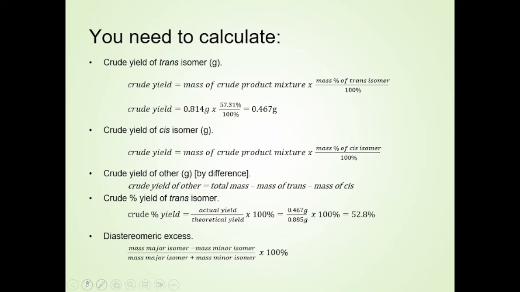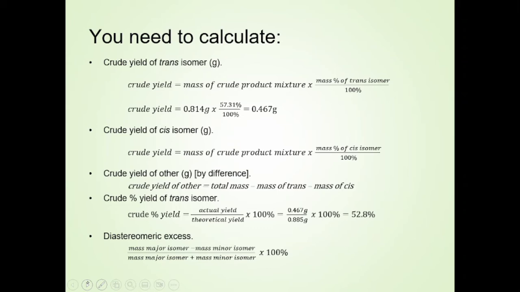If we have all major isomer and none of the minor, then this would be equal to this. We'd have mass, again, 0.467 minus 0, over 0.467 plus 0. We'd get 100%. 100% DE means it was completely selective. So the higher the DE, the greater the selectivity. The lower the DE, the lower the selectivity. And so if you get equal amounts, you get a DE of 0. Okay. So this is just a measure of selectivity. All right. Any questions about these?